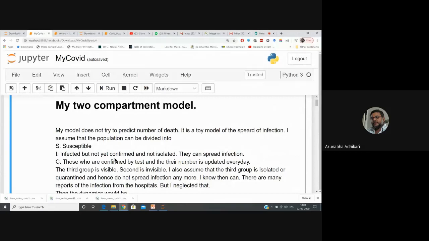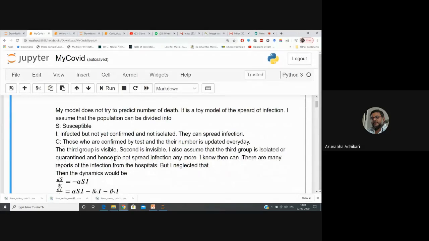And I assume that there's a third compartment, C, who are confirmed by the test and are isolated. I make a very strict assumption that once isolated, they cannot spread the infection anymore. I know it's a bad assumption. There are many reports of infection coming from the hospital. Doctors and nurses are getting infected from the COVID patients, but I just neglected that. Once isolated, I assume an ideal isolation. There is no infection from the C group. So infection spreads only through the interaction of S and I. And only the C group is visible. I can't see the I group, the infected but not visible.